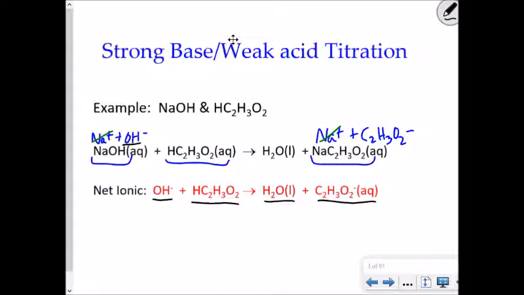So in this particular case, a strong base with a weak acid, it ends up only having one spectator, which happens to be sodium. And weak acids, weak bases, you must keep together because they only partially dissociate, so we don't separate them in the equation when we're writing out the chemical reaction equation. Any questions on that? Once again, this is kind of a review from Unit 1, but you can go back to your reactions packet too.